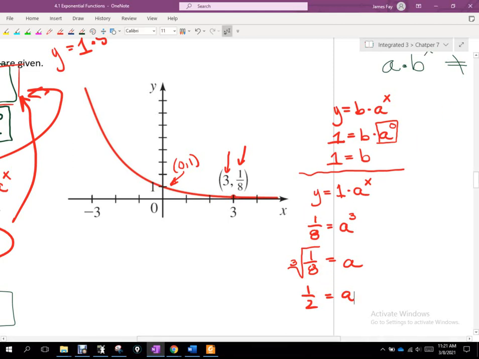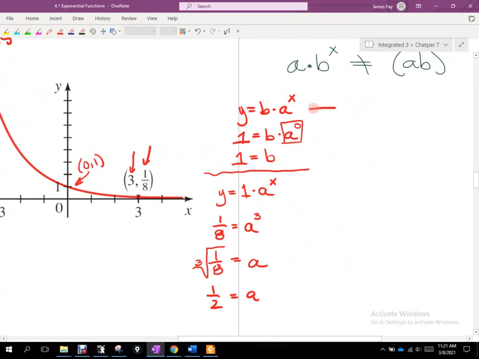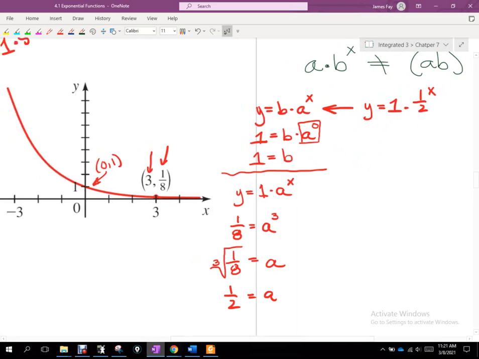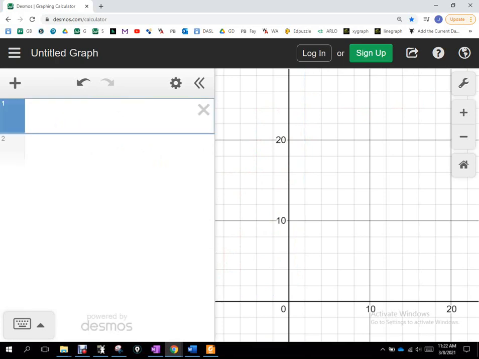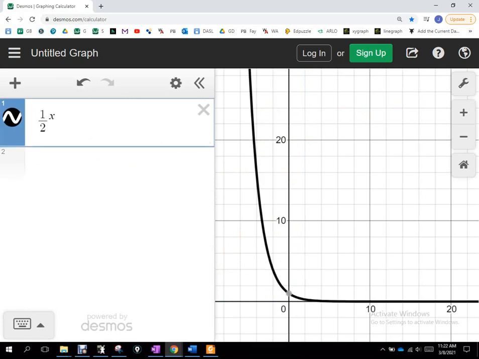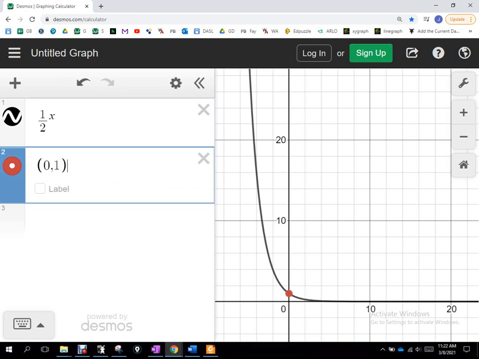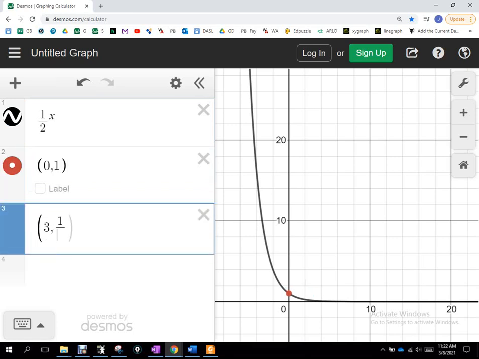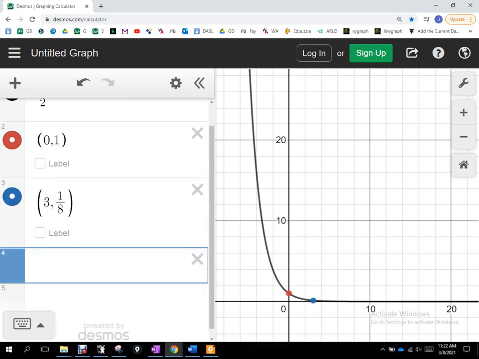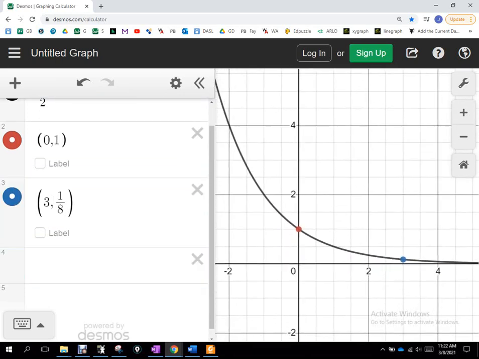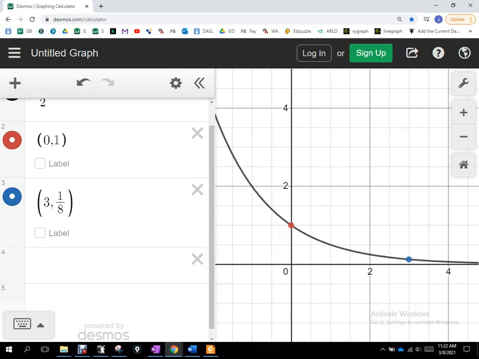So I go back up to the original problem. Y equals, b is now 1, a is now 1/2, and I'll raise that to the x. So y equals (1/2) to the x. We should be able to go into Desmos, type in (1/2) to the x. Gives me that. Is (0, 1) on there, and is (3, 1/8) also on there? And we see that it is, and that's the picture that they gave us, right? Does that make sense? Okay.